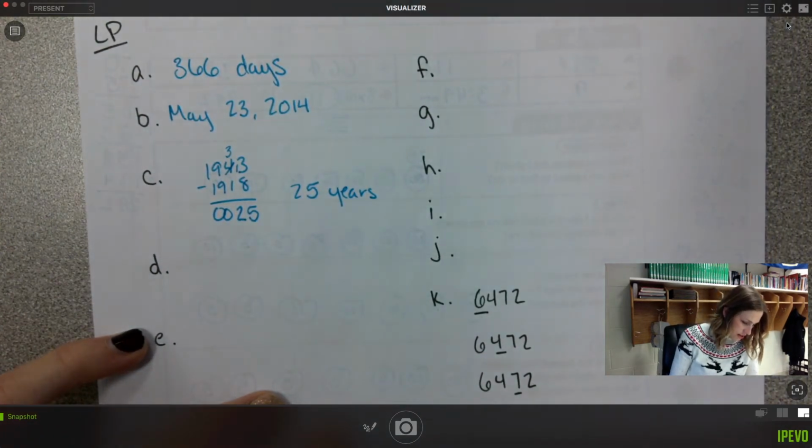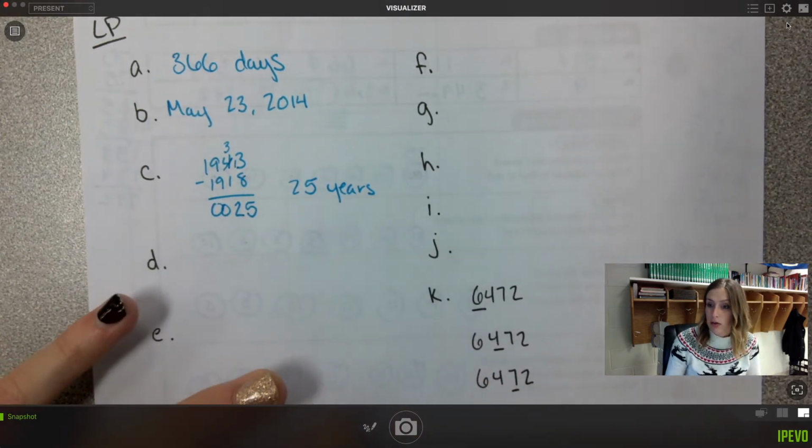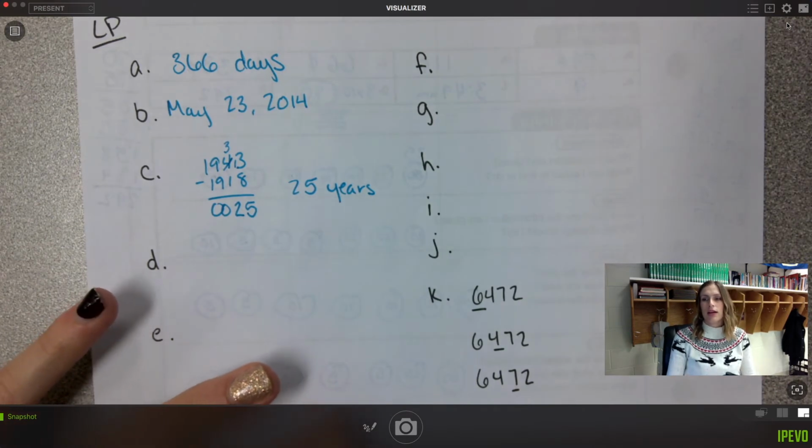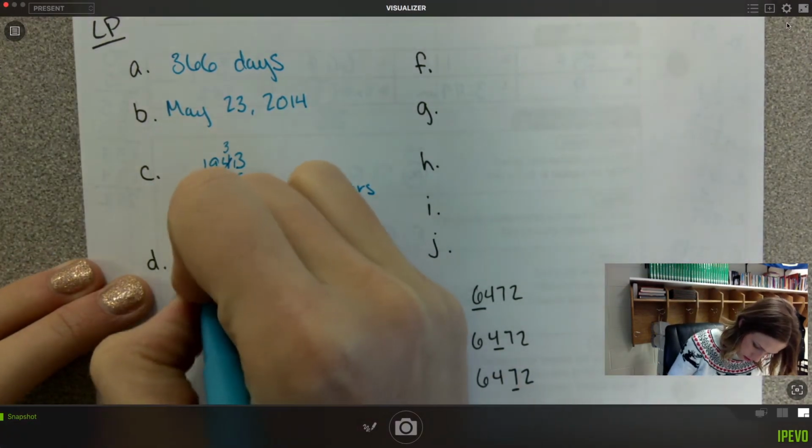D, a century is how many decades? Well, a century equals 100 years. A decade equals 10. So how many tens are in 100? 10, 20, 30, 40, 50, 60, 70, 80, 90, 100. We've got 10 decades in a century.